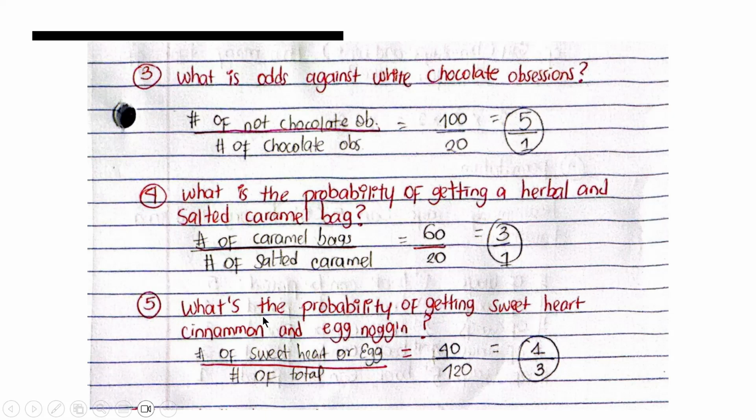Number 5, what is the probability of getting sweetheart cinnamon or eggnog? Here, I also identify how many sweetheart or eggnog bags were in the data set that we have, over the total of bags. So I have 40 sweetheart or eggnog tea bags over 120. When I simplify this, it says 1 over 3.